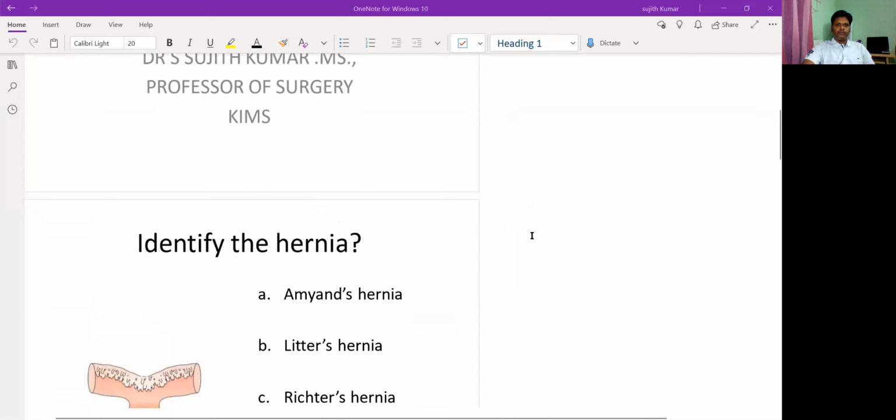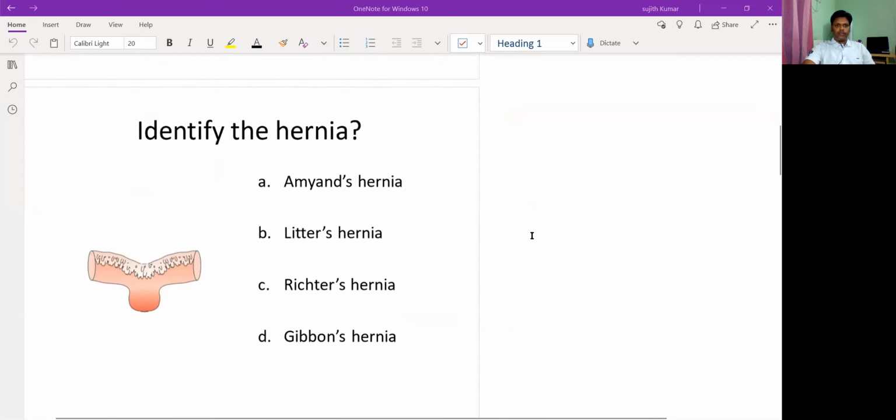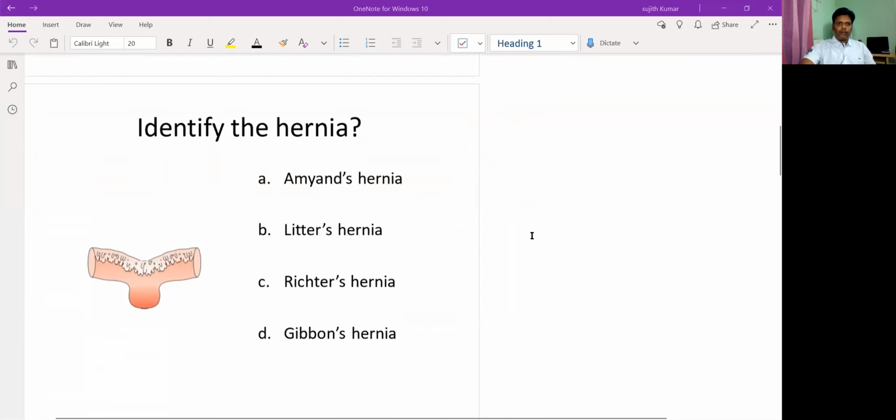Okay, so you can put the answer in your chat box. Identify the hernia. Option A, Amyand's hernia. Option B, Littre's hernia. Option C, Richter's hernia, and option D, Gibbon's hernia.